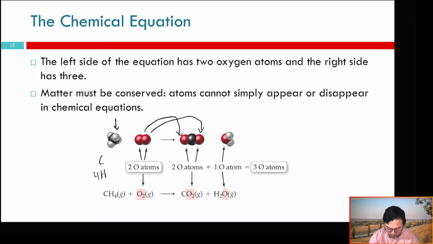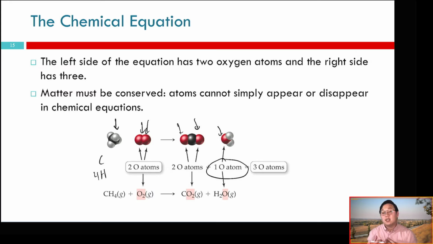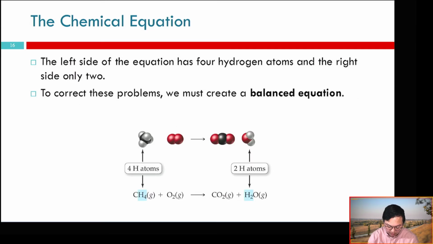Is this balanced? Oh, this isn't balanced. So we need to balance this, right? Because we have 2 oxygen atoms, but then we have 3 oxygen atoms on this right side. So we can't simply create this extra oxygen atom out of nothing. It has to come from somewhere. And so that's what we call balancing a chemical equation.